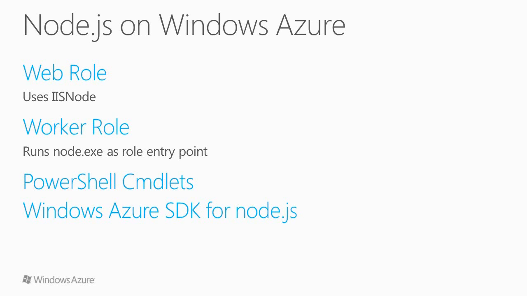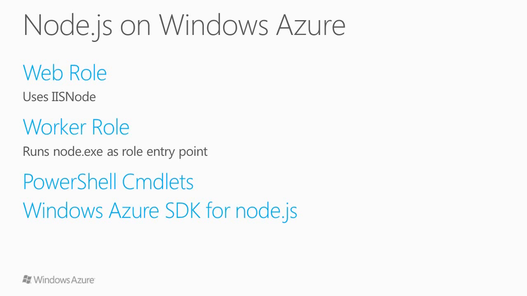To make building Node.js applications for Windows Azure easy, we have created a set of PowerShell commandlets for Node.js Windows Azure development. Additionally, we have created the Windows Azure SDK for Node.js. The PowerShell commandlets can be installed using the Web Platform Installer, and the SDK can be installed using Node Package Manager.